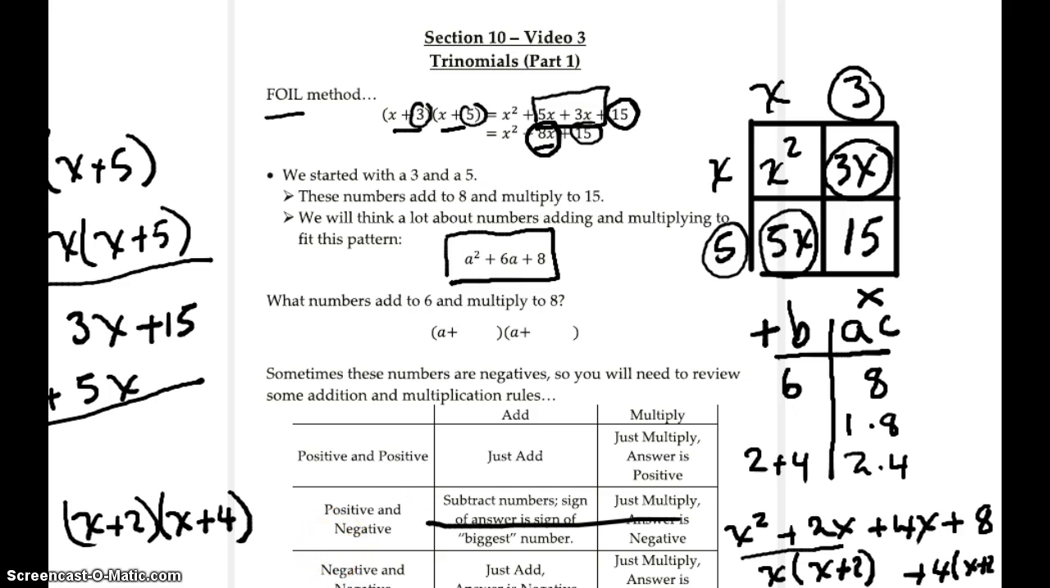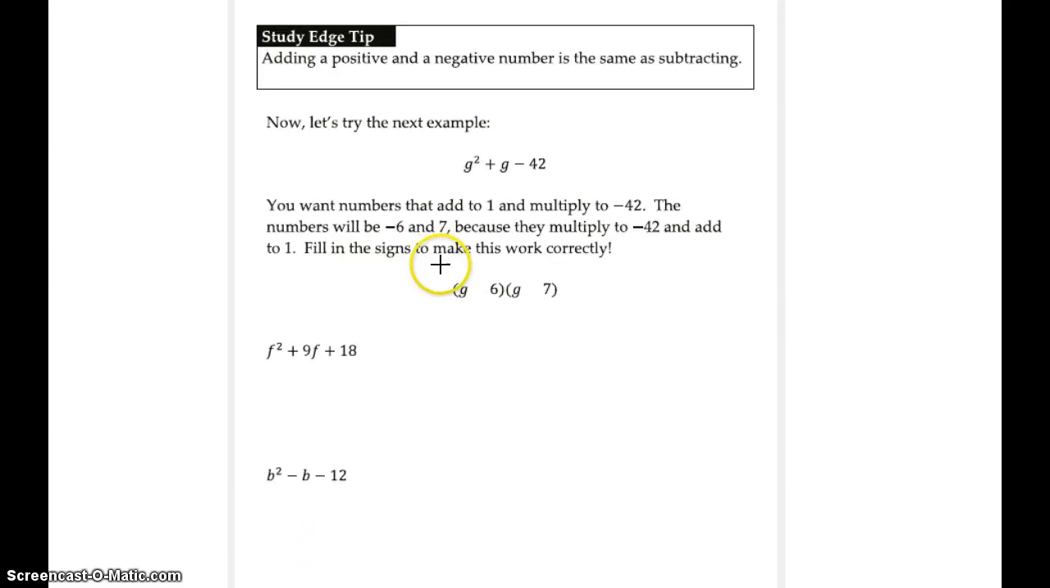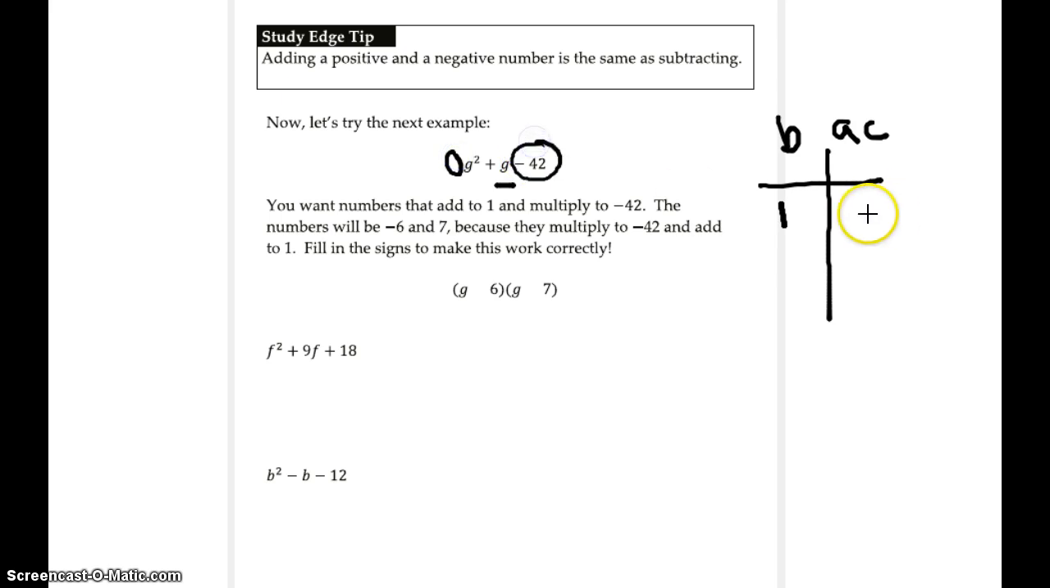Okay, let's try another one. And we're just going to do a whole bunch of examples until you feel comfortable with this. So I like using this T method. So here's my B, A champion. I'm trying to add to 1, and I'm trying to multiply to negative 42. And we can obviously go a lot quicker, but I'm going to start off by negative 1 times 42, which would add to 41. Negative 2 times 21, doesn't get me there.